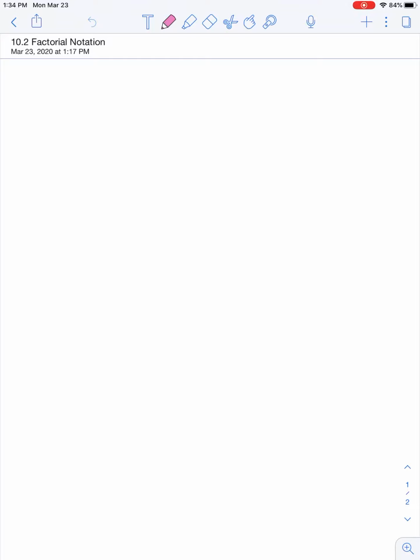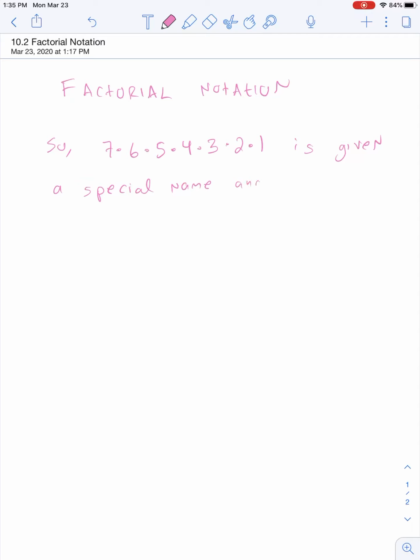Okay, so what we're going to do here in this section is look at factorial notation. So let's take a look at this example. 7 times 6 times 5 times 4 times 3 times 2 times 1. This is given a special name and symbol.